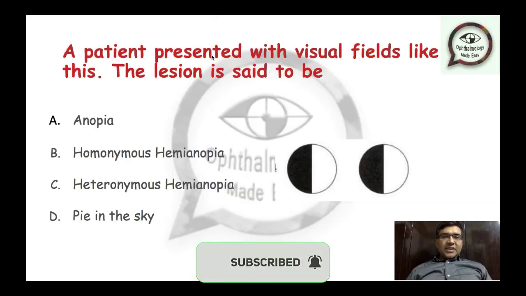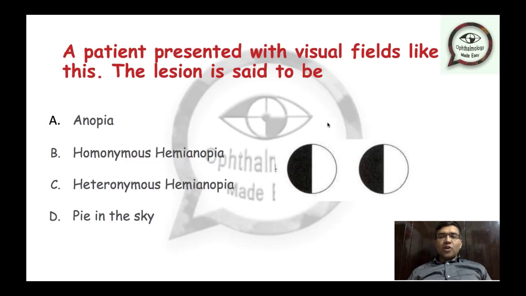The next question is a patient presented with the visual fields like this. The options were anopia, homonymous hemianopia, heteronymous hemianopia, or pie in the sky. In this case, this is called a homonymous hemianopia. What is the meaning of homonymous? That the same side of the visual field is involved in both the eyes. So let's say this is the right eye and this is the left eye visual field. This is the right side of the right eye visual field, and this is also the right side of the left eye visual field. Because the same sides are involved, I call it homonymous hemianopia. So the answer here would be B.